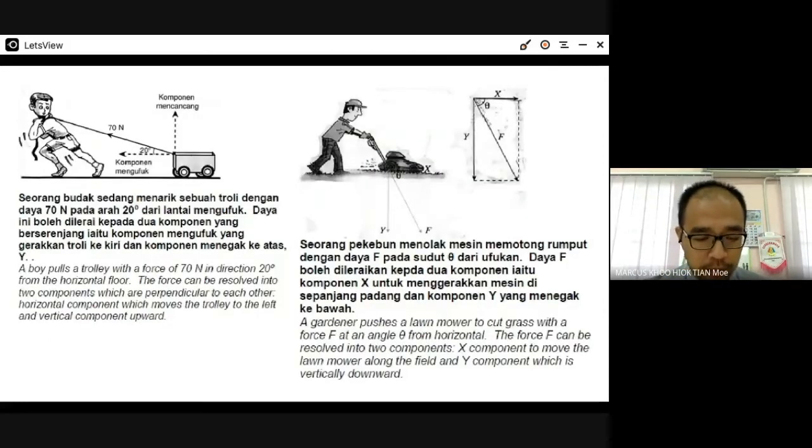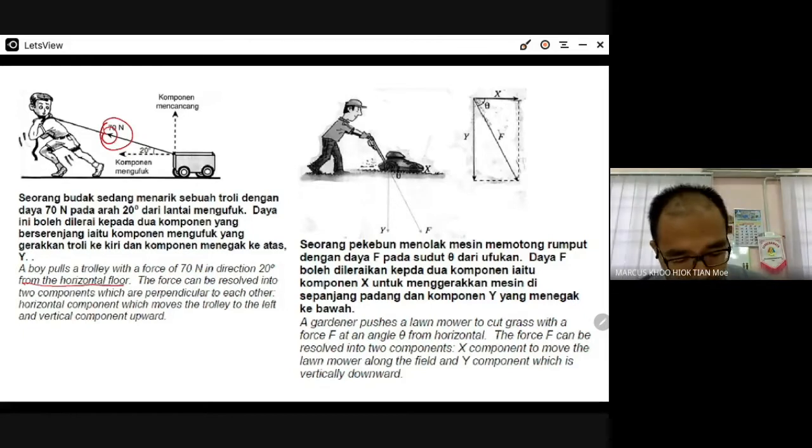So let's think about this. A boy pulls a trolley with a force of 70 newtons. I don't think this example is in your textbook, so pay attention to this. In the direction of 20 degrees from the horizontal floor. As I said before, since the force is this way, the resolution must start at the same point: one horizontal and one vertical.